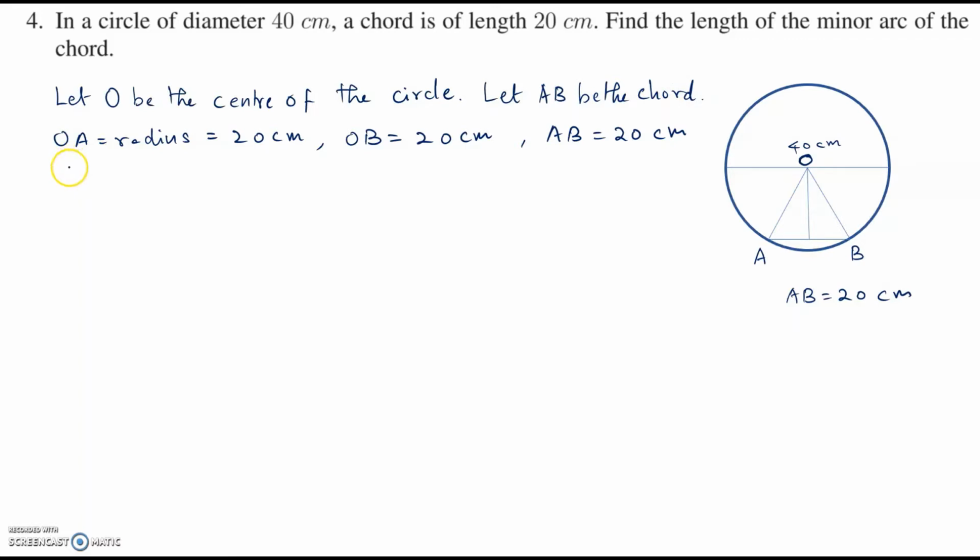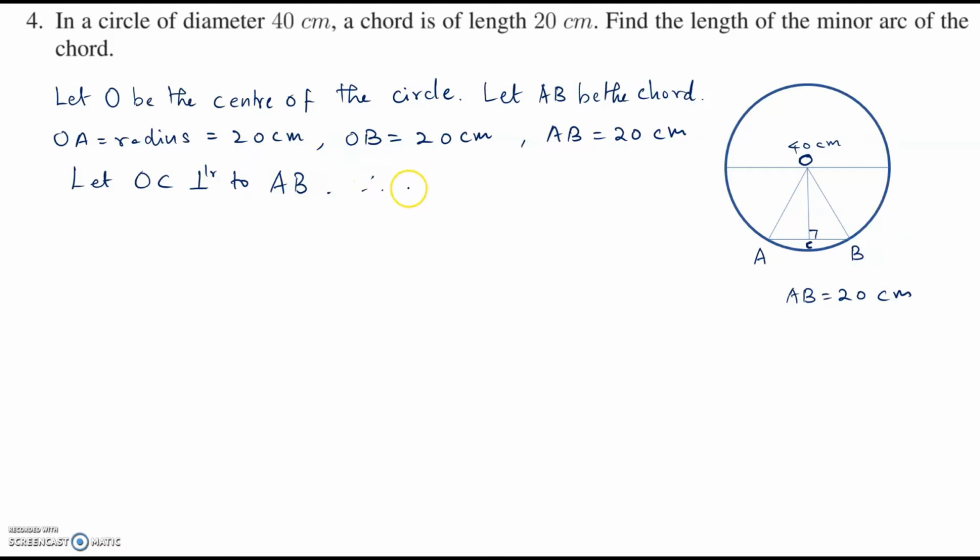Let us draw OC perpendicular to AB. So this is OC, and OC is perpendicular to AB. If OC is perpendicular to AB, then it will bisect it equally. So the length of CA will be equal to the length of CB, and it's perpendicular here. So let OC be perpendicular to AB.